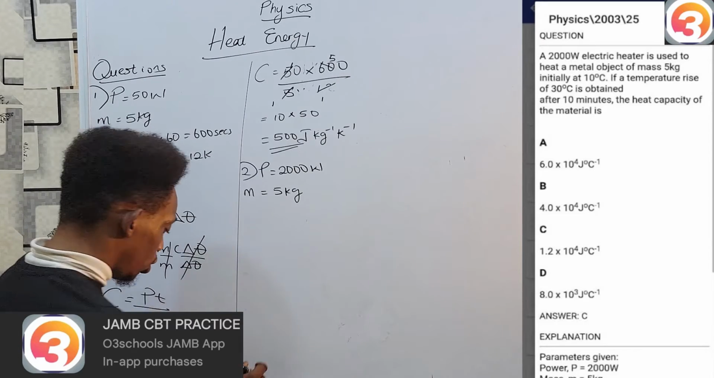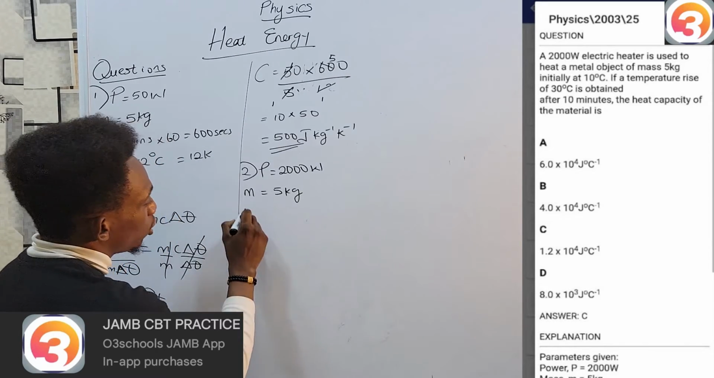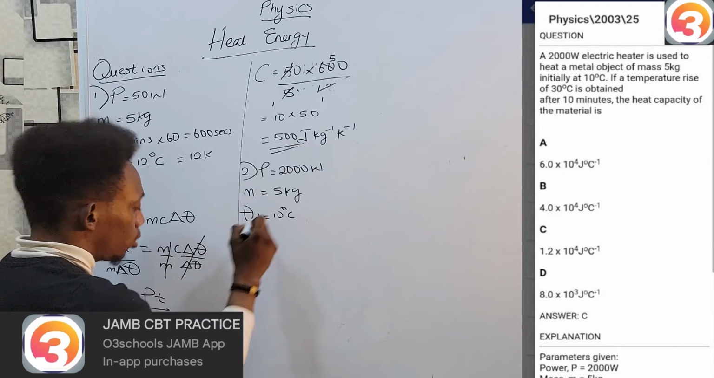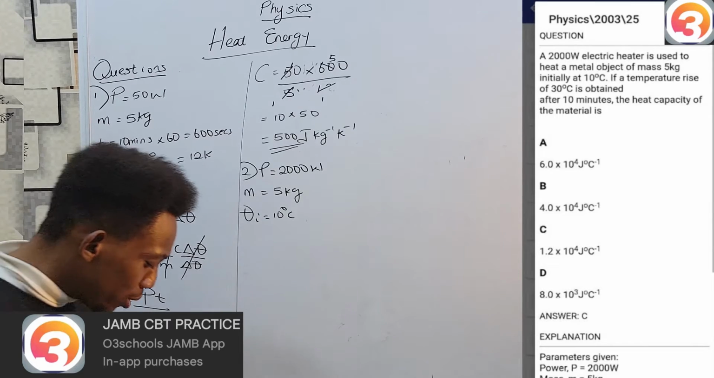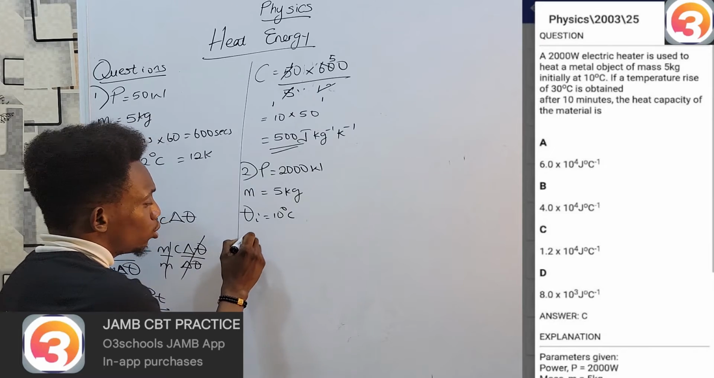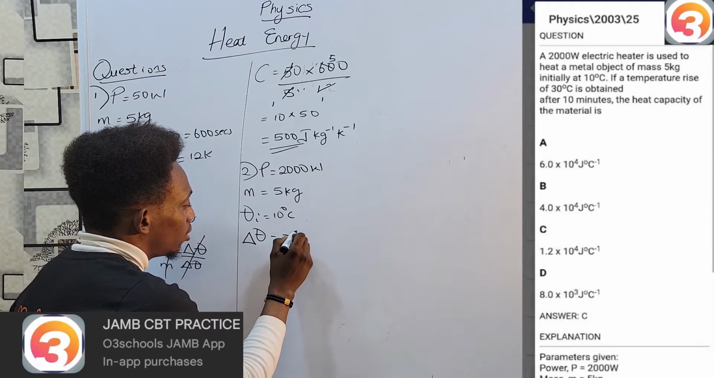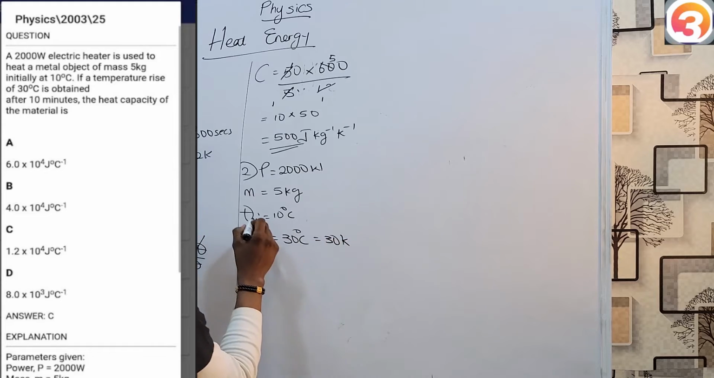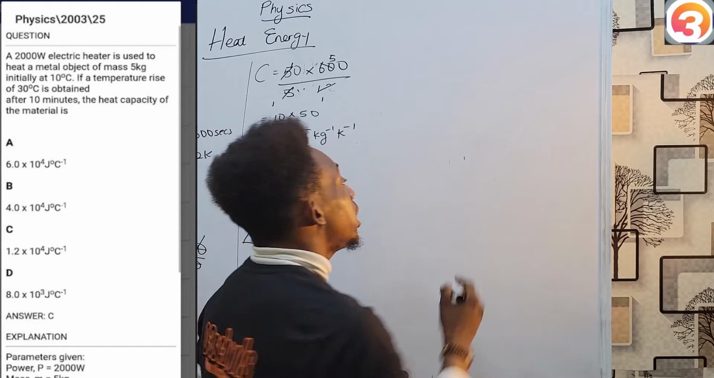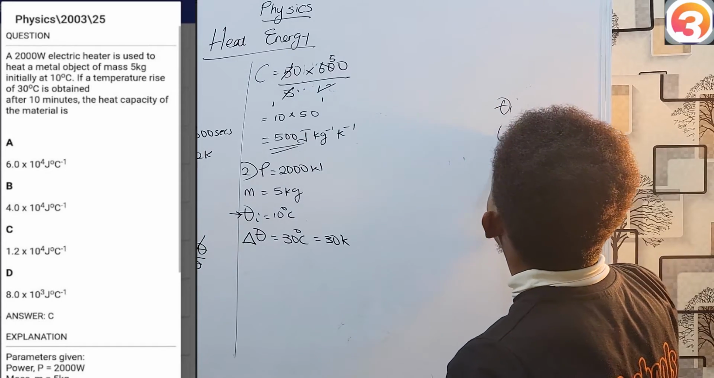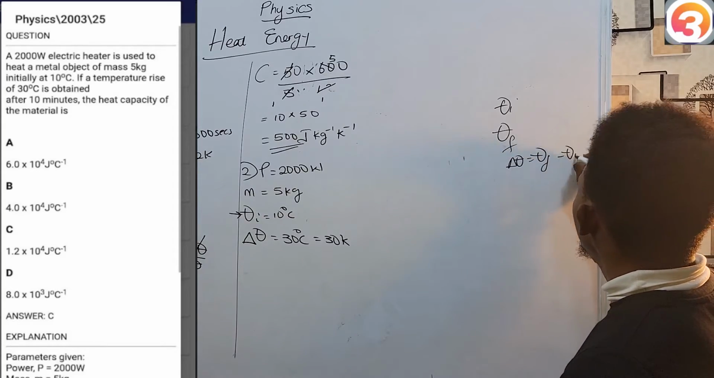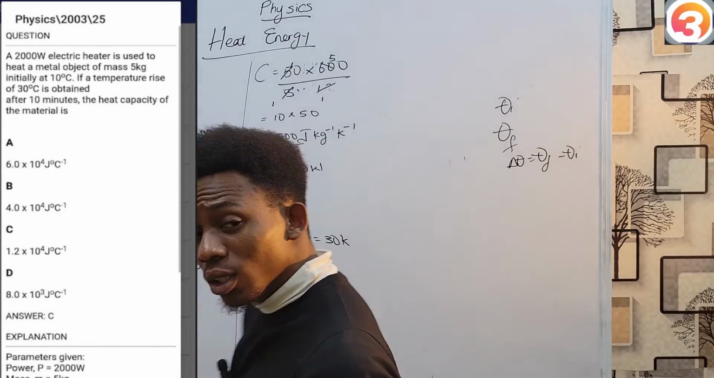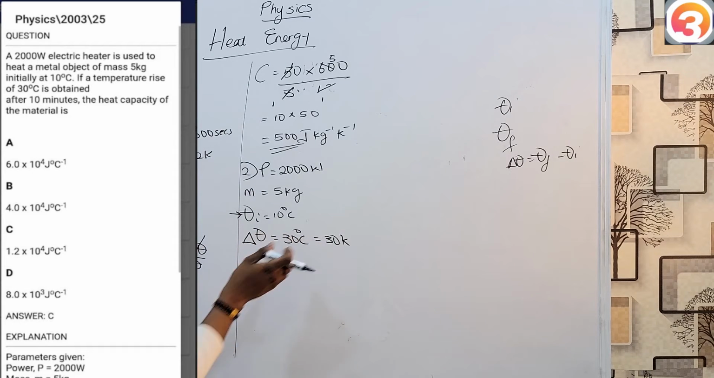Initially at 10 degrees Celsius. Let's call this theta initial, 10 degrees Celsius. If a temperature rise of 30 degrees Celsius, now the temperature rise is 30. You're getting that the change in temperature is instantly 30, which means I'm no longer having to deal with this initial temperature. If you were to tell me I have an initial temperature and a final temperature, then my temperature rise will be the final minus the initial. But in this question they told us straight away that the temperature rise is 30. So I don't even do anything with my initial temperature.